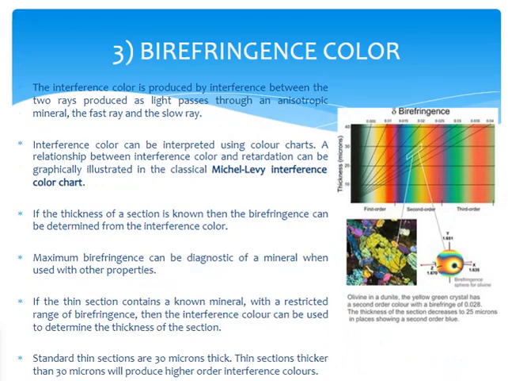Interference color, or order of interference color, increases with the brightness of the mineral. Okay, then here is the order of interference color. This is your first order color, this is your second order, this is your third order, and here is a mineral of olivine, and this is the color of second order birefringence. Interference color is produced by interference between the two rays produced as light passes through an anisotropic mineral.